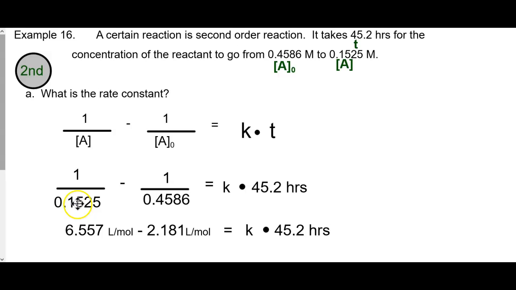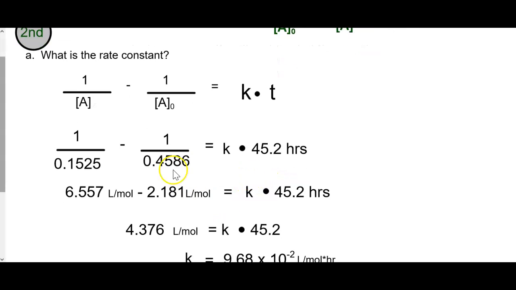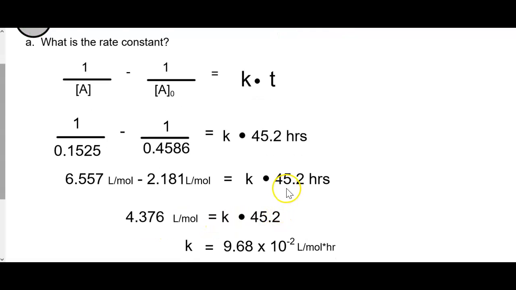Alright, so then we know 1 over 0.1525 molar minus 1 over 0.4586. Remember, this is your final concentration, the formula says to put it here. Initial concentration, the formula says to put it there. K times T. We take 1 divided by this and we get this. When we take 1 divided by 0.4586, we get this. We still set it equal to that. When we subtract these two, we get 4.376 equals K times time.